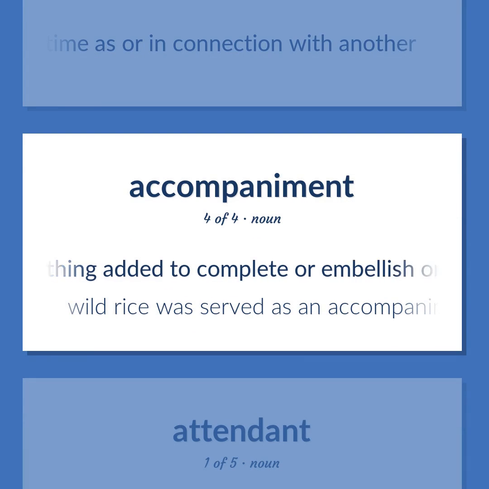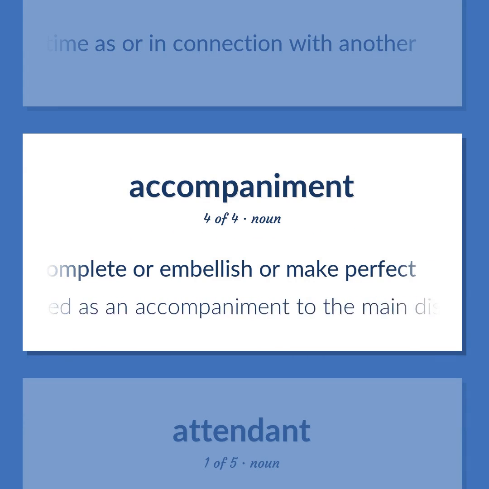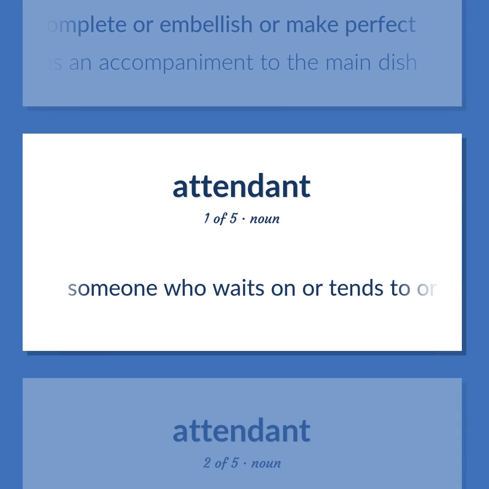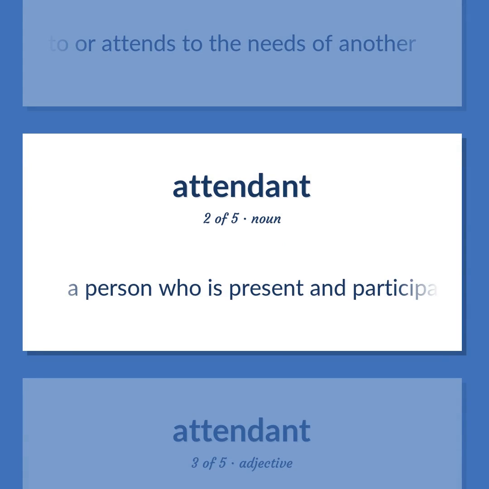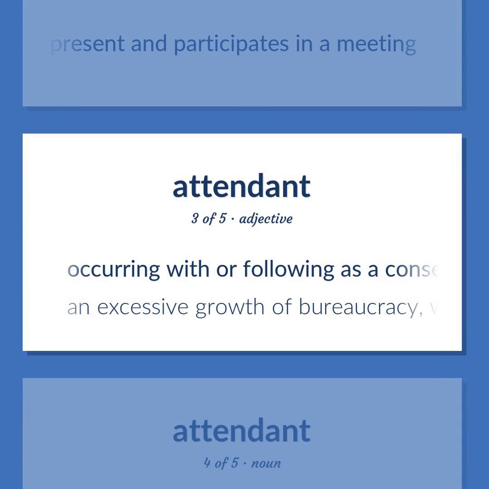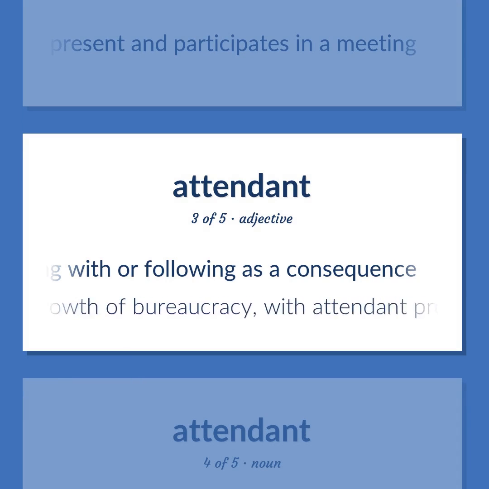Something added to complete or embellish or make perfect. Wild rice was served as an accompaniment to the main dish. Someone who waits on or tends to or attends to the needs of another. A person who is present and participates in a meeting. Occurring with or following as a consequence. An excessive growth of bureaucracy, with attendant problems.